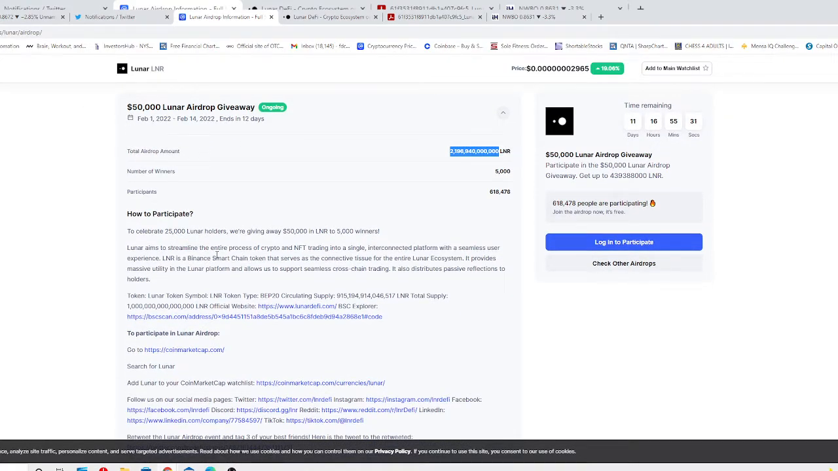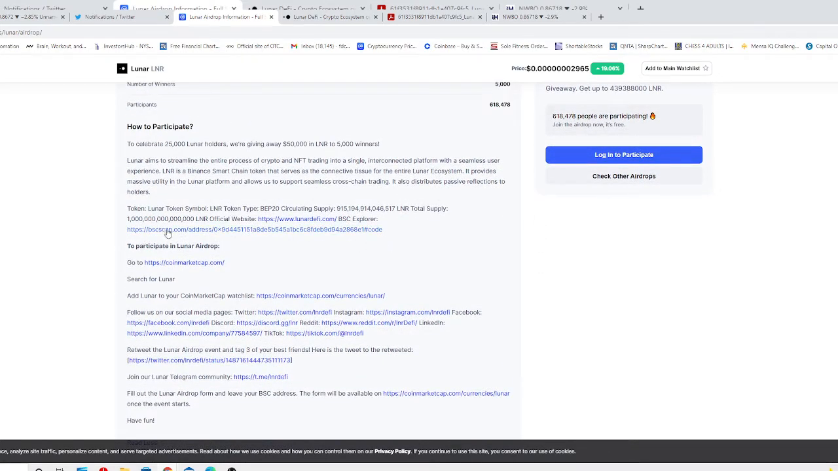Lunar aims to streamline the entire process of crypto and NFT trading into a single interconnected platform with a similar user experience. We already said that, so I'm not gonna go all over again. The token, Lunar token symbol, LNR, token type, BEP20, circulating supply, it's all there. You can actually get that in cryptocurrency market cap, you know, all there.